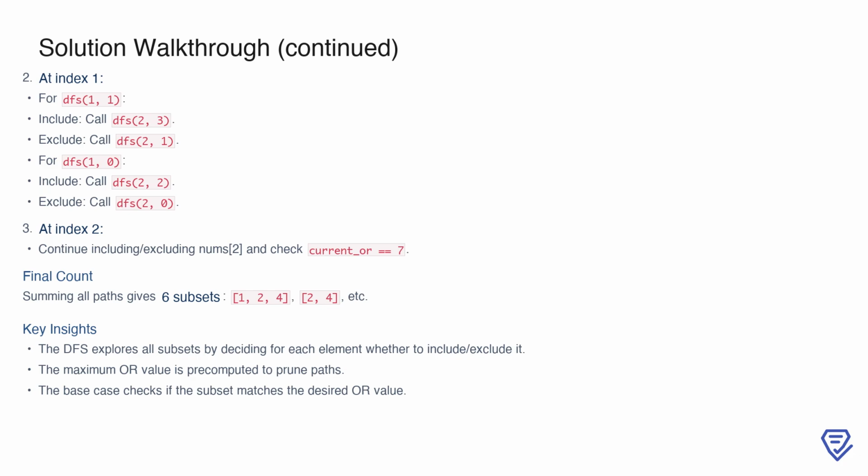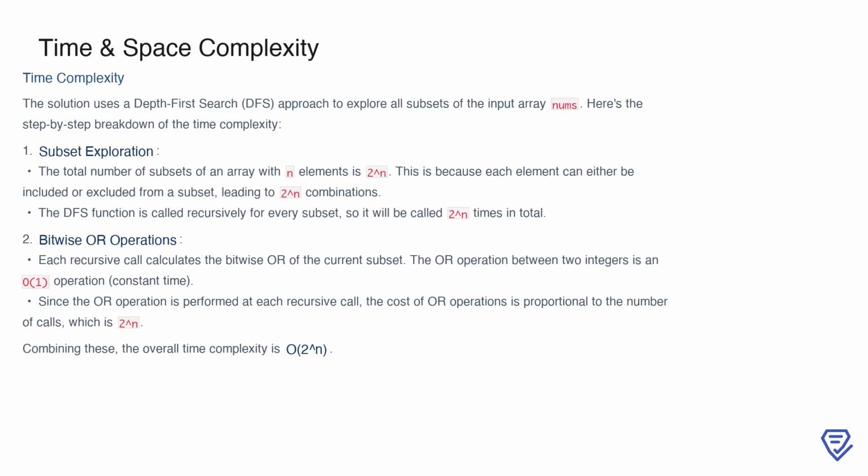The key insights from these examples are that DFS systematically explores all subsets by making inclusion and exclusion decisions for each element. The pre-computed maximum OR value allows us to prune unnecessary paths. Finally, the base case ensures that we only count subsets matching the desired OR value, making the approach both correct and efficient. The time complexity of this solution is primarily driven by the depth-first search, or DFS, approach used to explore all possible subsets of the input array nums.